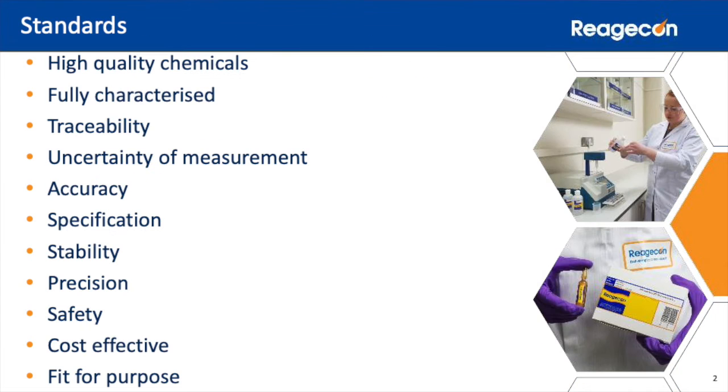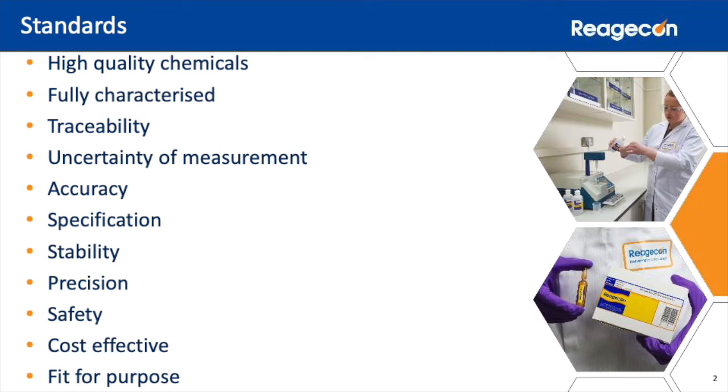Such standards should be produced from high-quality chemicals that are fully characterized and should follow the metrological principles that all standards are subject to, including traceability, uncertainty of measurement, accuracy, specification, stability, precision and safety. They must also be available to the user at a price that is fit for purpose.